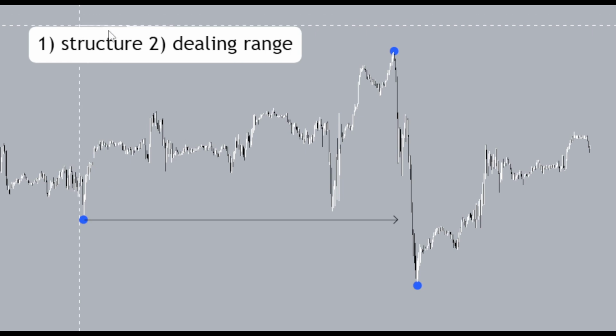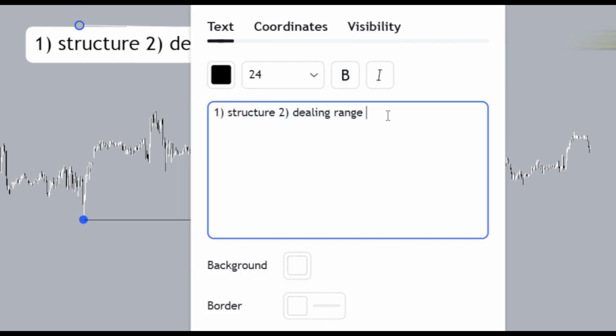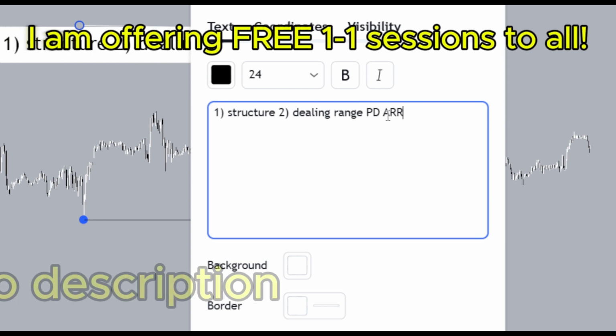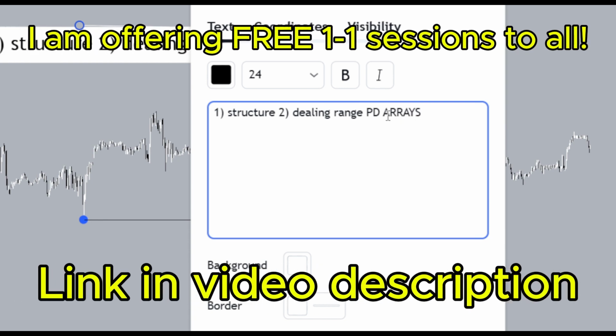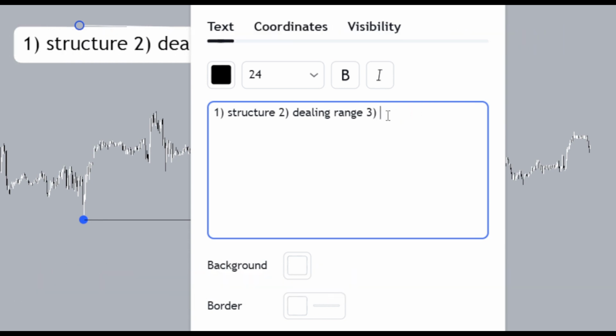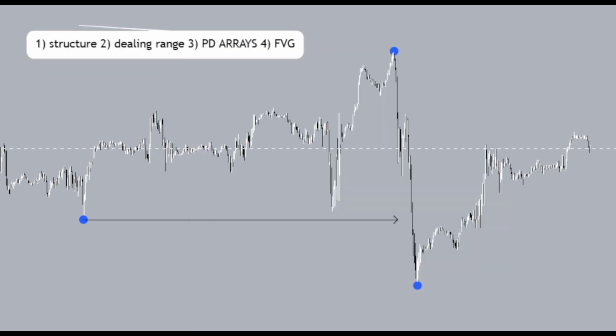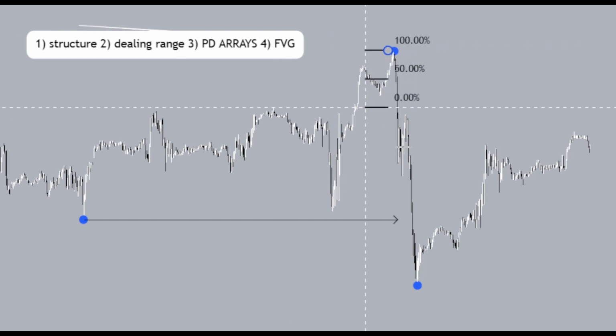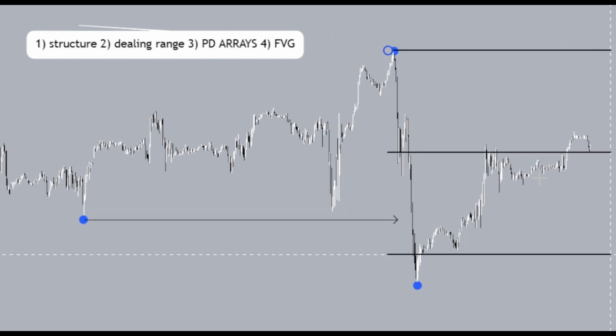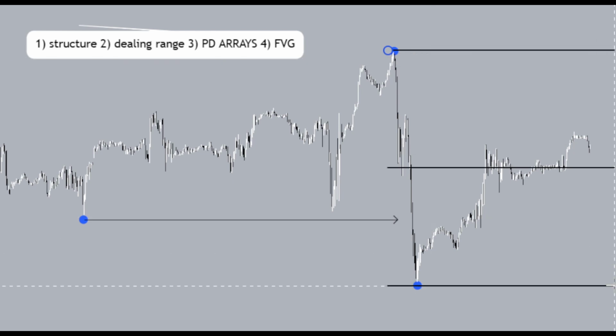The third thing we look at is our premium and discount arrays, PD arrays. And the last thing we look at is our fair value gap. Let's quickly type that in. So PD arrays and fair value gaps. These are the four most important and fundamental things to understanding how to build a bias. From here, we simply project the Fibonacci tool from the swing high down to the swing low, just like this.